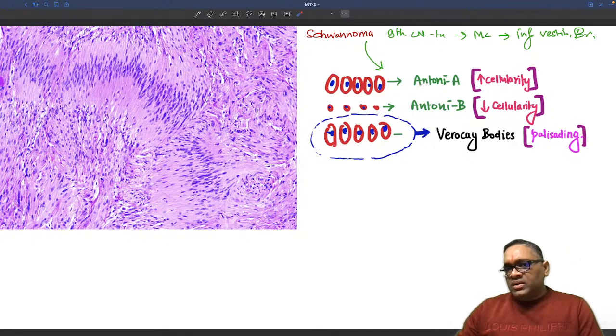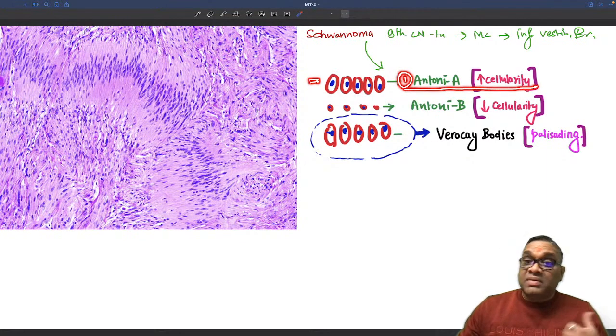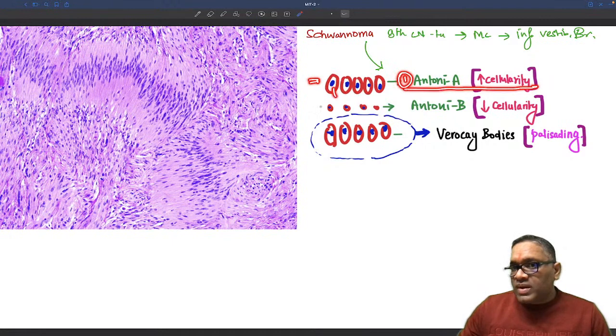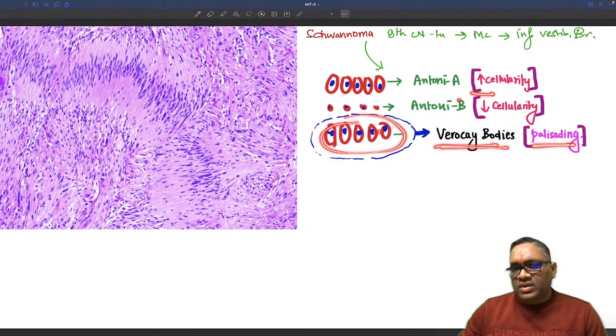When you are going to see the hypercellular area, that is called Antoni A, where cellularity will be more. Then it will be followed by the area where less cellularity is present. That is called Antoni B, or decreased cellularity, right? And when you see a collection of cells which are parallelly arranged in the Antoni A cellular area, that is called Verocay body. Palisaded bodies are called Verocay bodies.